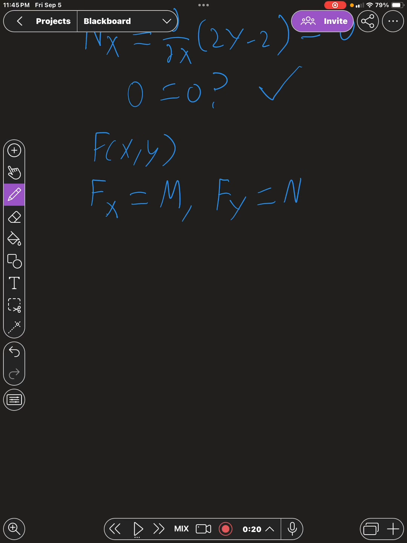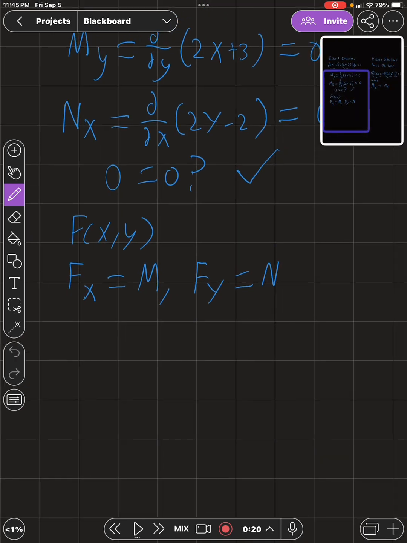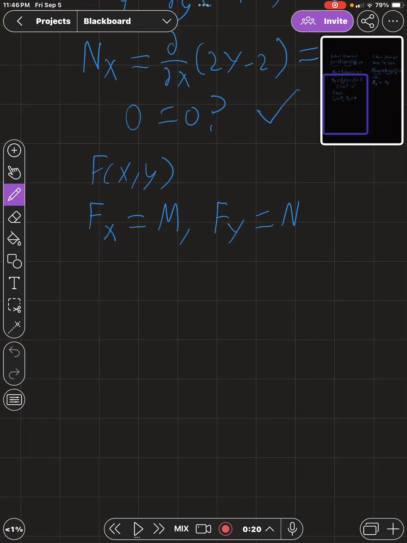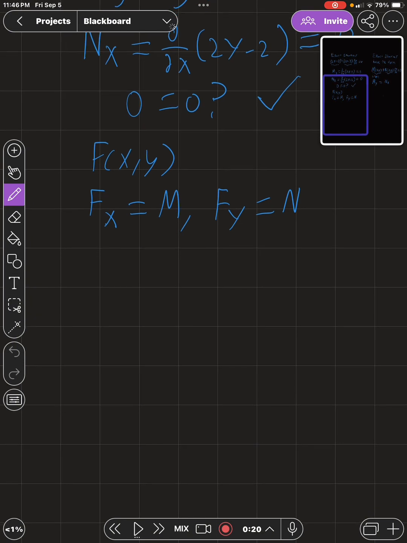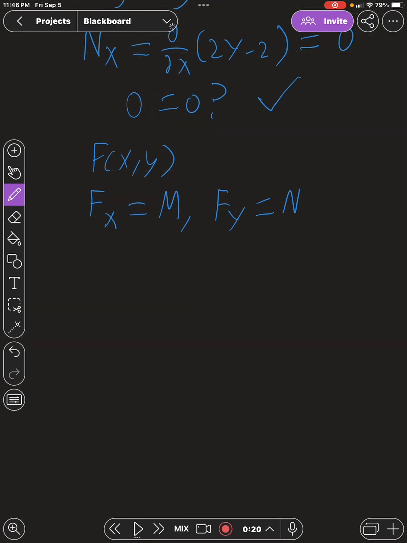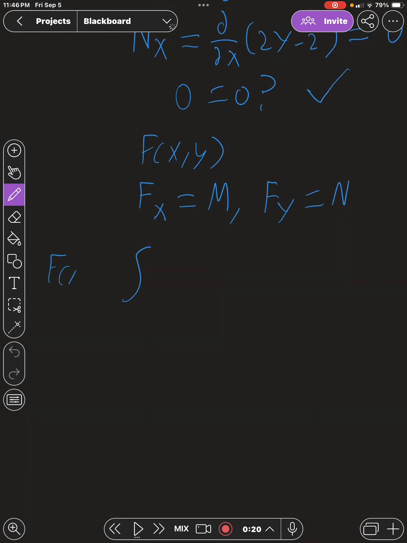Usually you want to do whatever is easier. In this case, I think they're about the same difficulty, so we'll just go with integrating M with respect to x. Let's be wild and just take a guess. If we integrate this, we're going to get f(x,y) equal to the integral of M, which is just going to be the integral of 2x plus 3 dx.